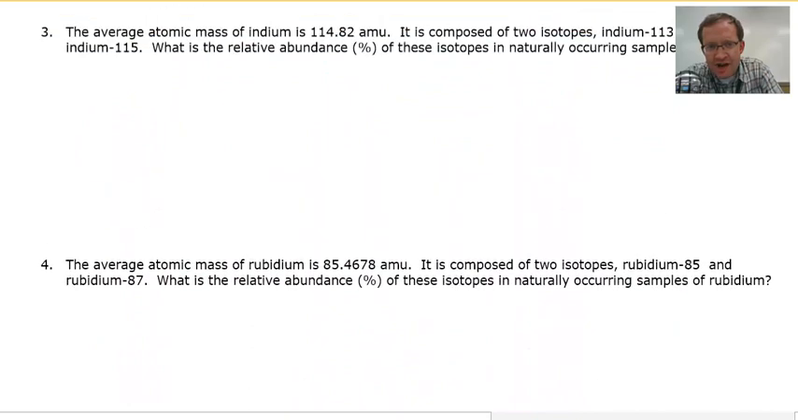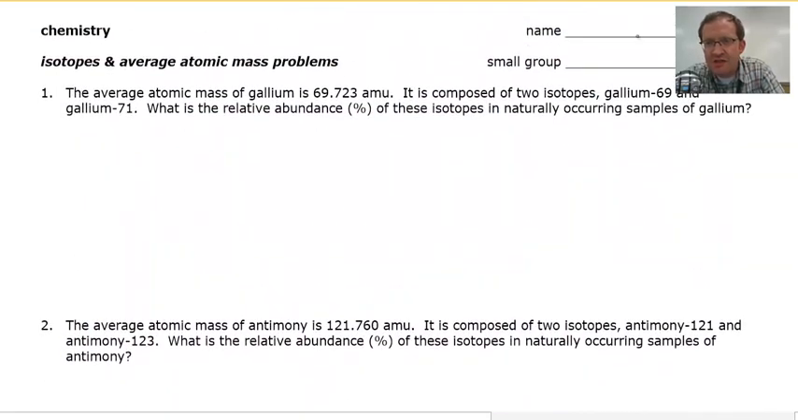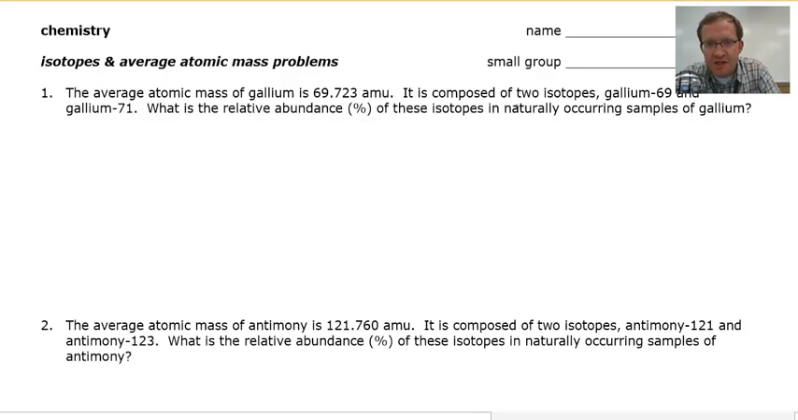On the other side of the page, questions 1 through 4, there are just 2 isotopes on each of them. And for our example equation here, or our standard equation, looking for the percentage abundance, this part here, on each of them, we're going to have the average given to us, and we're going to have the mass of each of those 2 isotopes given to us as well. So let's take a look at this equation and see if we can figure out how to set this thing up.